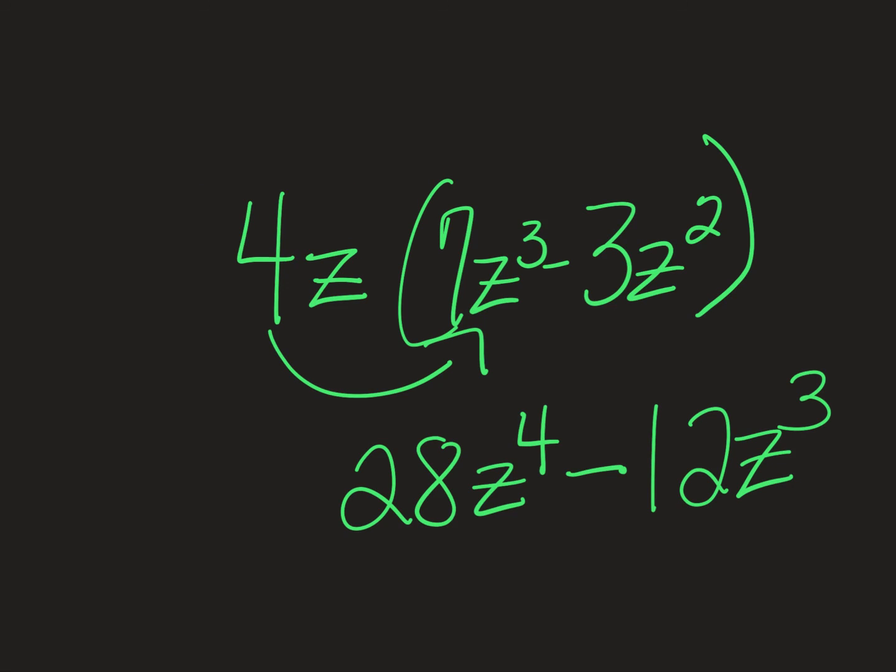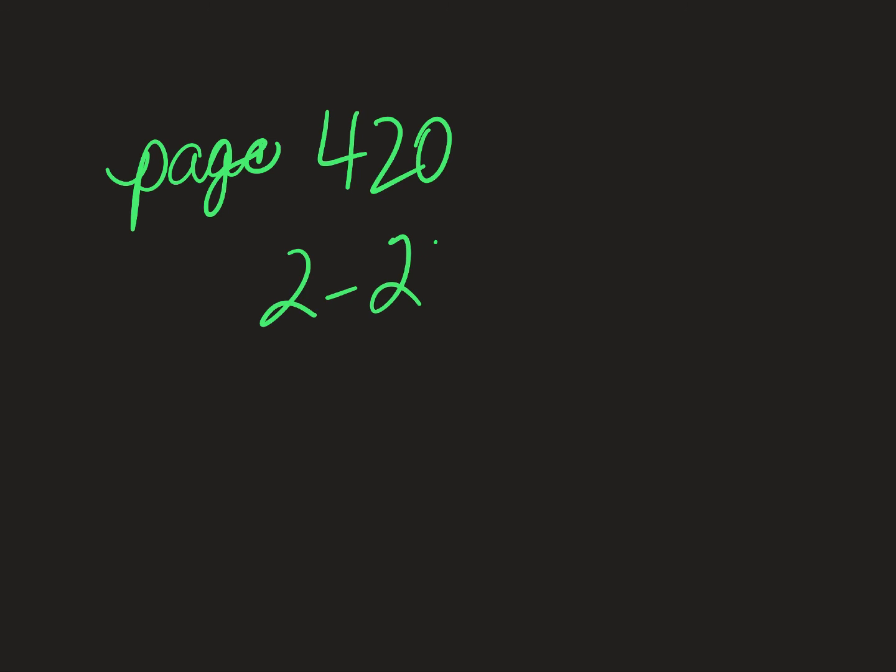Now, here's what your assignment is going to be. It's going to be page 420. You're going to do 2 through 20 even. Page 420, 2 through 20 even.